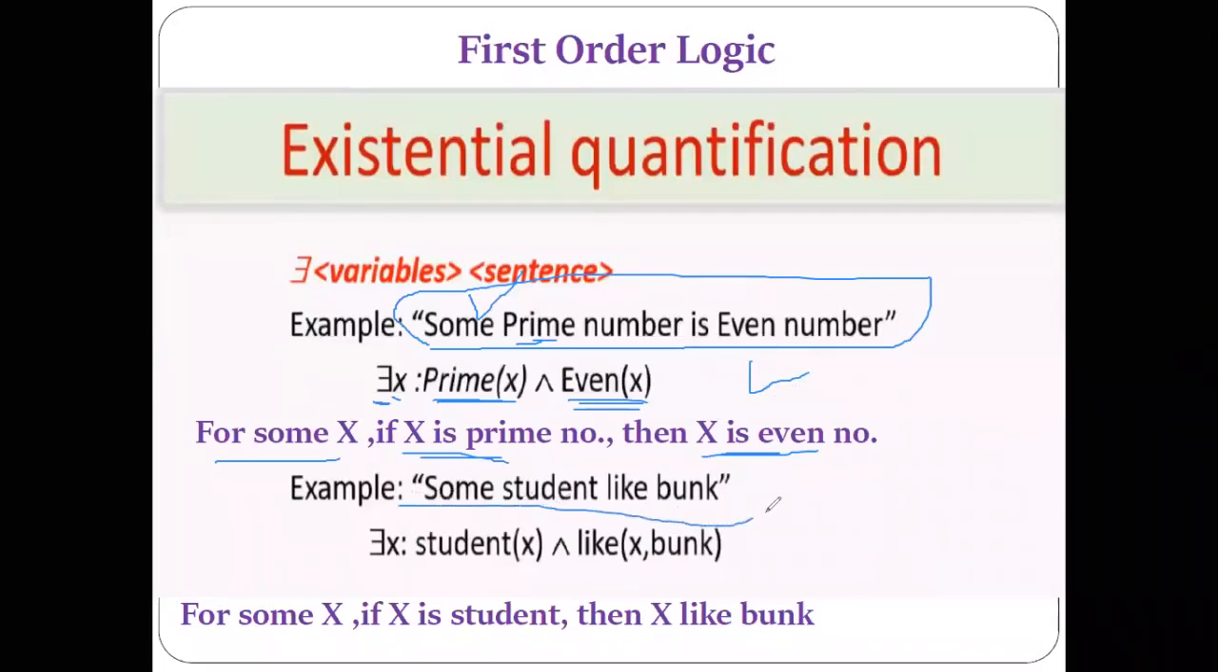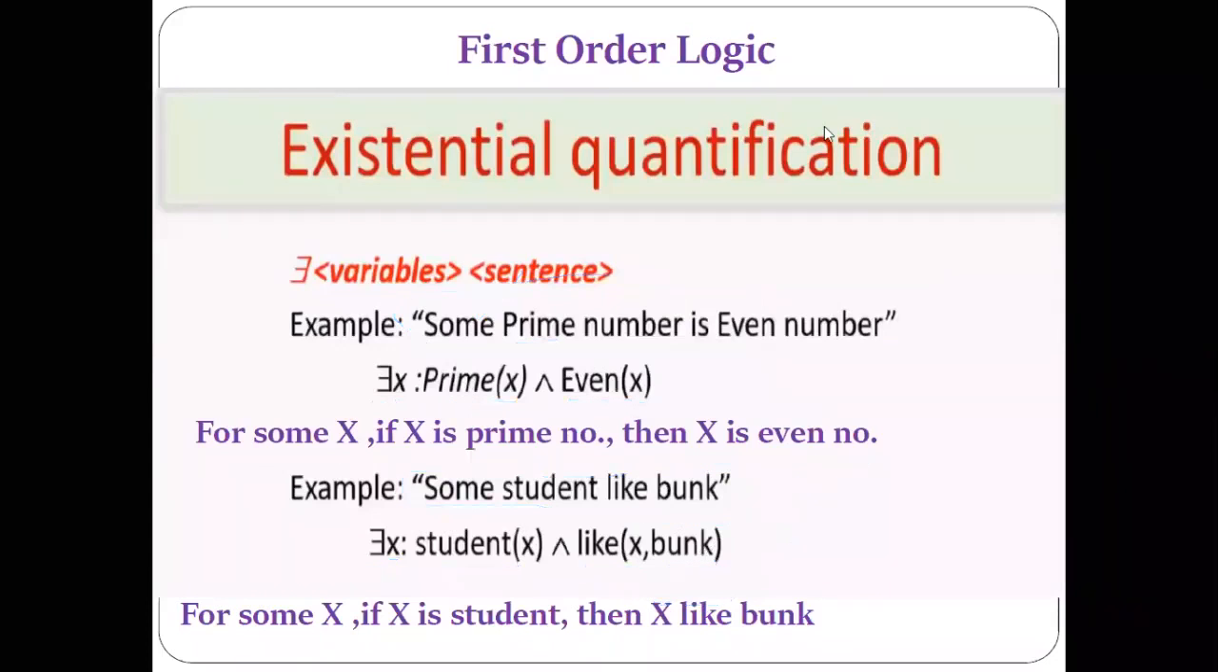Let's see another example. Some students like bunk. Then I will write the FOL for this. Can you use the universal quantifier for this? No, because the word some is there. Understood. Yes. And if the word some is there, we have to use the existential quantifier followed by the variable X. For some X, indicating here student, for some X, if X is a student, and then that student likes the bunk, that is written like this, like x comma bunk. What is its meaning? X likes the bunk. Got the point? Yes, sir. So this is another example related with the existential quantifiers.